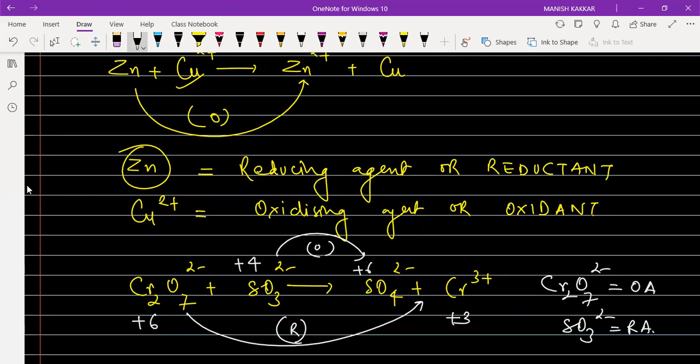In our next lecture, we will be focusing on the different types of redox reactions, and in addition to this, the balancing of the redox reaction. Fine. So I hope all of you have understood this.